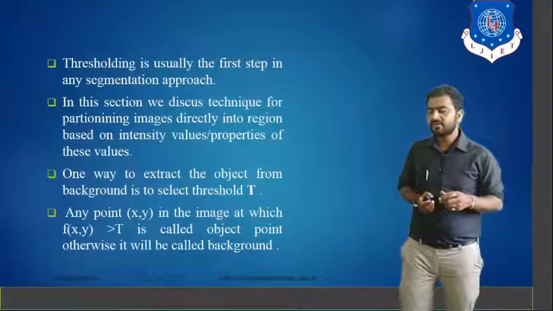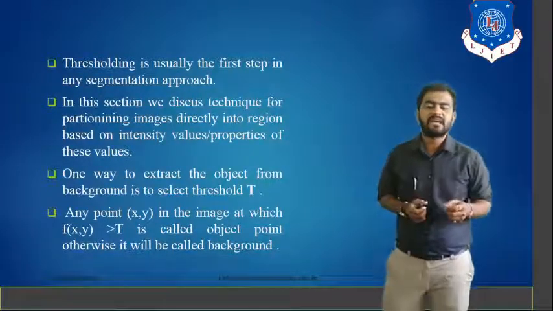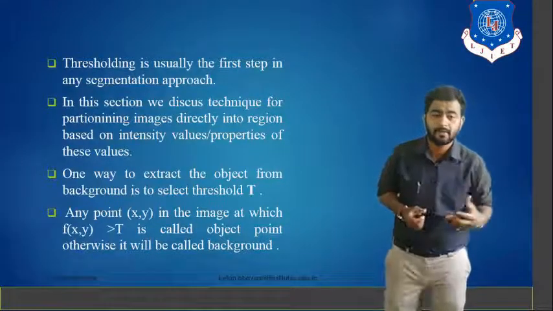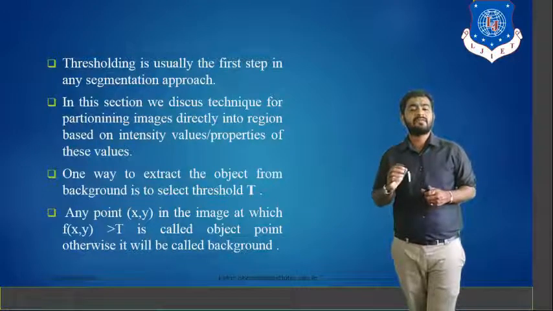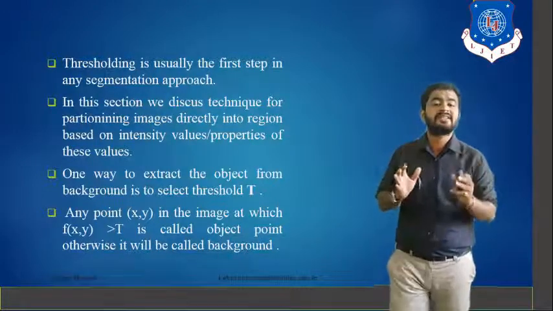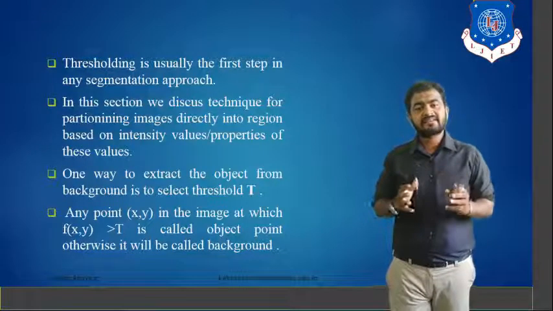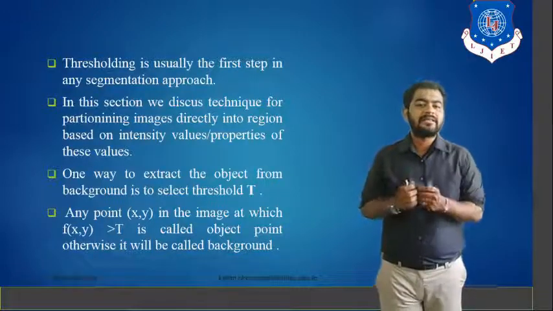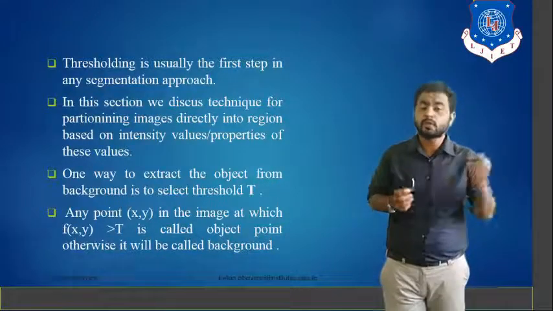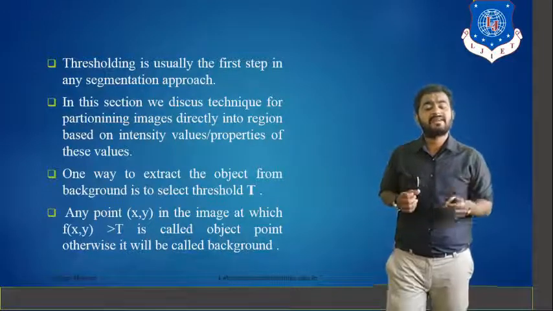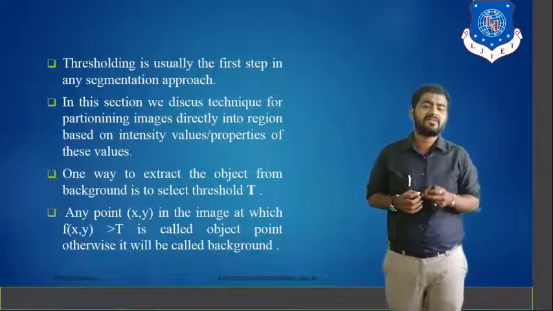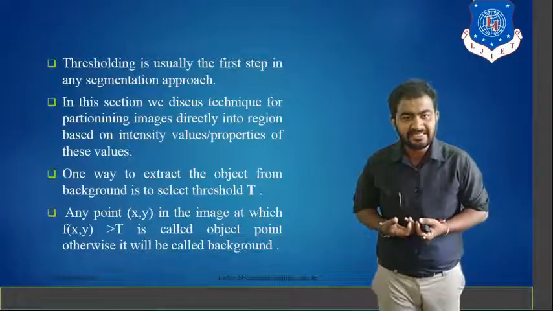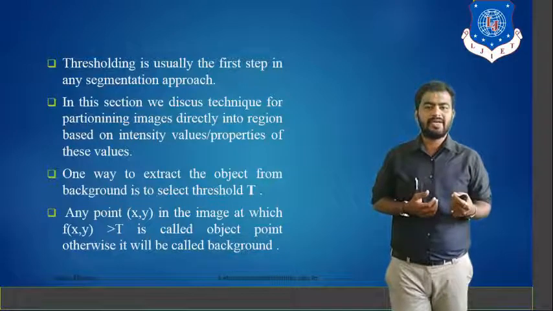So any point x, y in the image at which f of x, y is greater than t is called an object point, otherwise it is called a background. In thresholding based technique, we are dealing with the point processing based concept that we already saw in chapter number 2. When we discuss point processing, we have to take one threshold value t. In terms of gray level, we have a range of t from 0 to 255, right? And when we discuss a black and white image, we have a range of 0 to 1. So ultimately, we take a threshold t, and t plays the main role as the thresholding pointer.